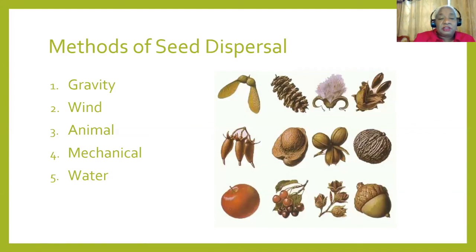Now, there are various methods of dispersal. There's good old gravity, wind, animal, mechanical, and water. If you look at these seeds we have here, can you guess which ones of them are perhaps carried by animals, which by water? Think about it. These, of course, are North American plants. Some of them we have, some of them we buy, but others are with us.